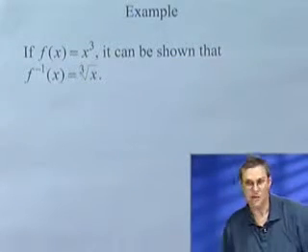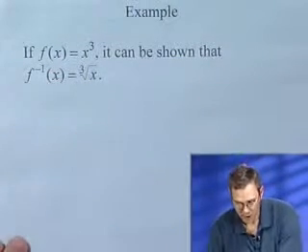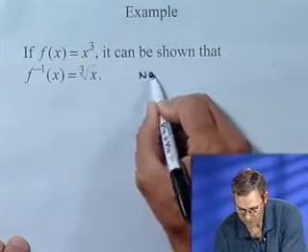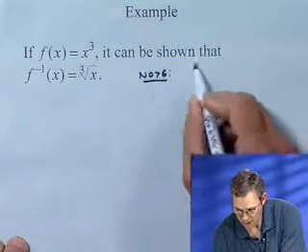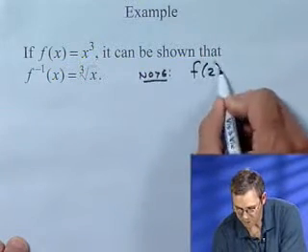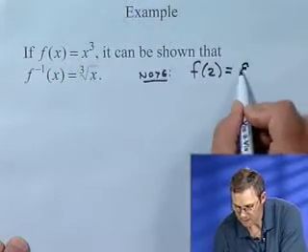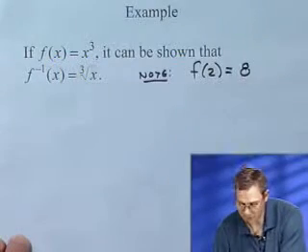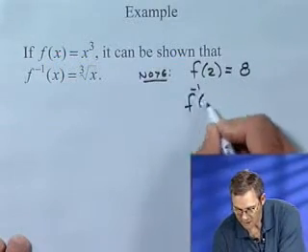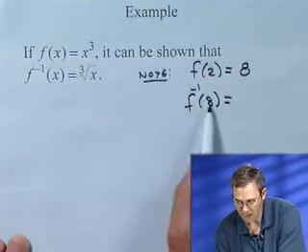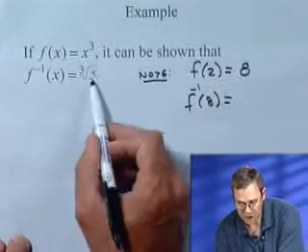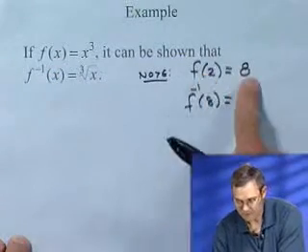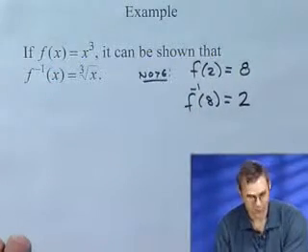I'll do an example. We saw that x cubed is one-to-one, so it has an inverse. It can be shown that f inverse is the cube root of x. Note, f of 2 is equal to 8, because if we shove a 2 into the f function, 2 cubed is 8. Notice what f inverse of 8 is. Well, f inverse of 8 means we plug an 8 into the inverse function, and the cube root of 8 is 2. So f took 2 to 8, f inverse took 8 right back to 2.